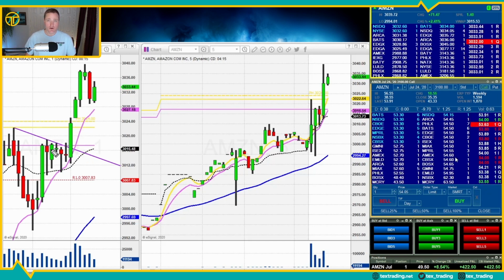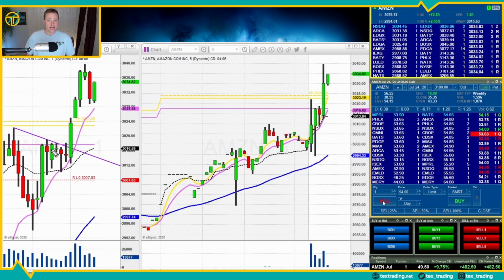Because remember, we are trading contracts that are really far out of the money. So they're juiced up on extrinsic value only. And so the second that Amazon even hints that it's not going to continue, that the breakout's going to fail, those contracts will fall apart.